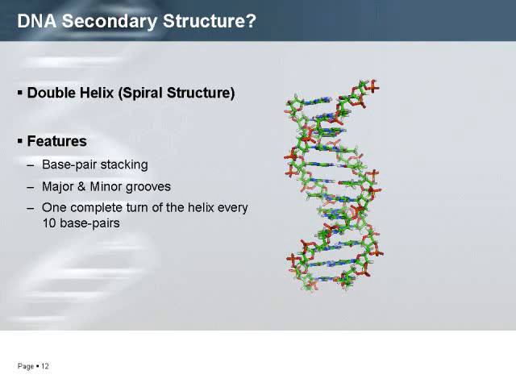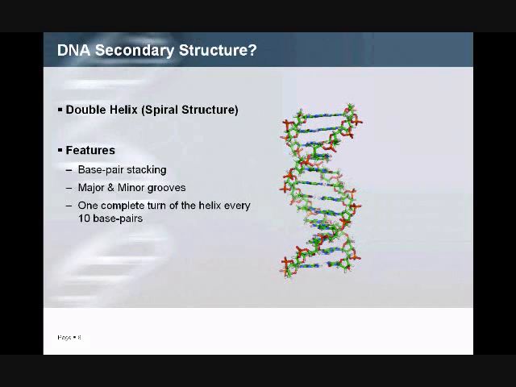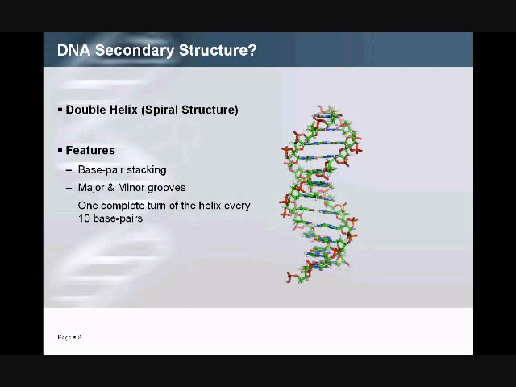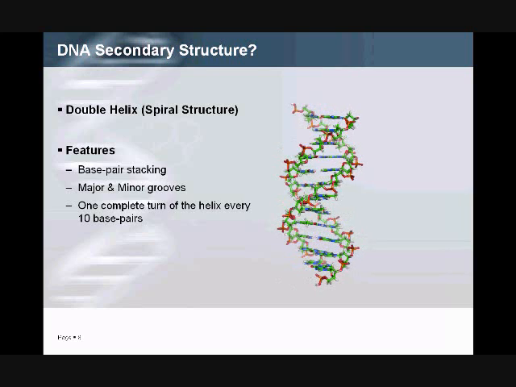This helical structure is maintained by the stacking of the base pairs. The ring structure of the nitrogenous bases is planar, or flat, which allows for this stacking of the bases. The base pairs point towards the center of the helix, and the phosphate-sugar backbone points outwards. Spaces between the phosphate-sugar backbone forms 2 main grooves, the major groove and minor groove. The helix does 1 complete turn every 10 base pairs.